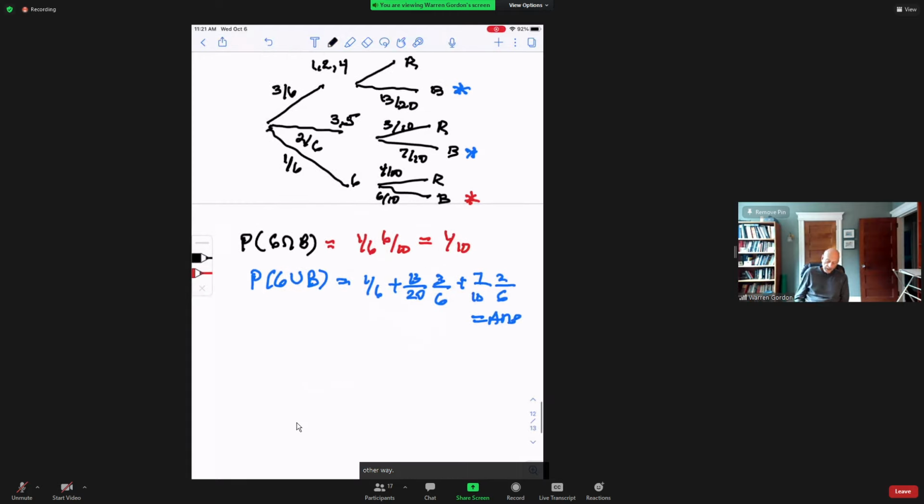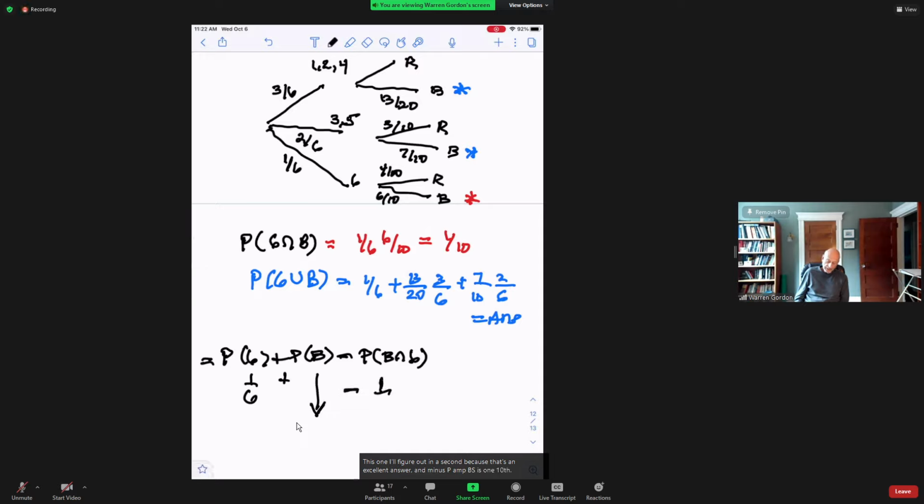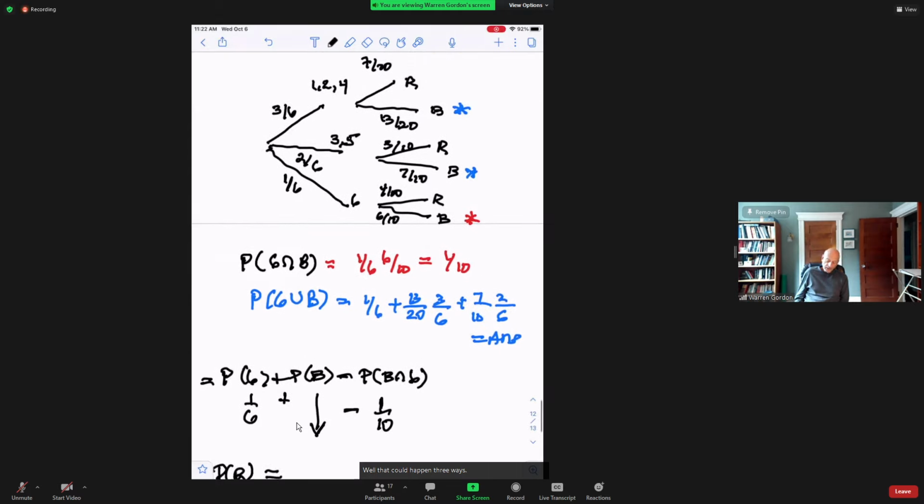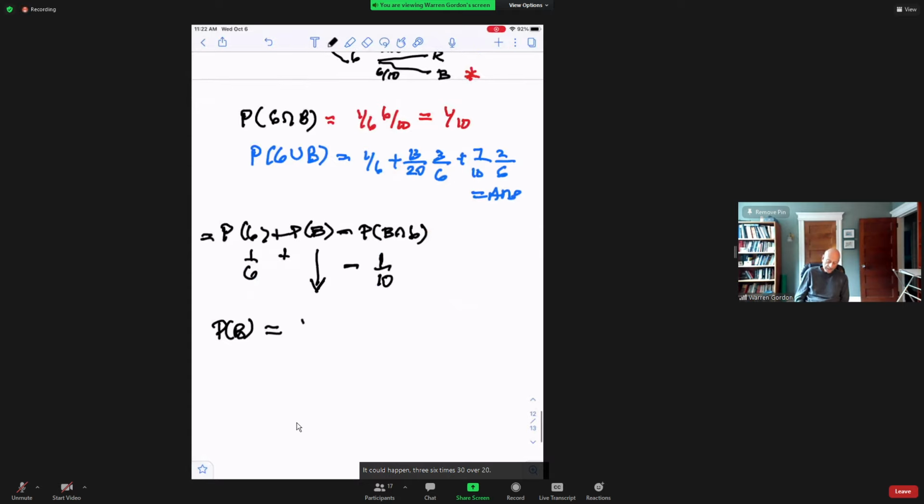Alternately, you could have said P of 6 plus P of B minus P of B and 6. So P of getting a 6 is 1/6. This one I'll figure out in a second because that's the next answer. And minus P of B and 6 is 1/10. So how do I figure out the probability of blue? Well, that can happen 3 ways. It can happen 3/6 times 13 over 20.